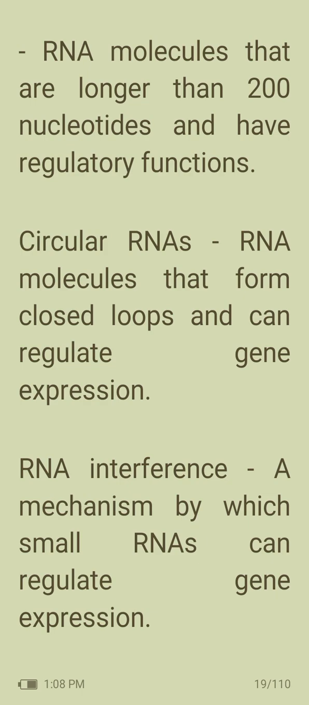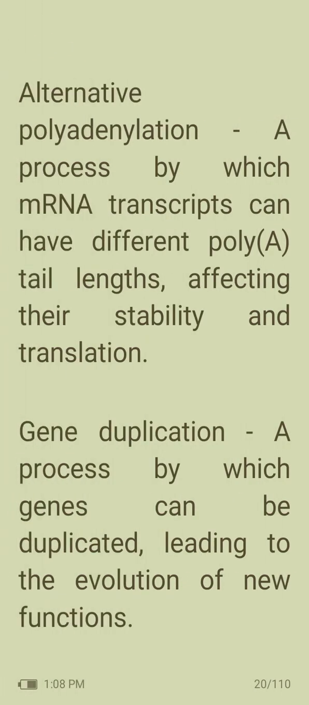Circular RNAs, RNA molecules that form closed loops and can regulate gene expression. RNA interference, a mechanism by which small RNAs can regulate gene expression. Then alternative polyadenylation, a process by which mRNA transcripts can have different polyadenylate tail lengths affecting their stability and translation.